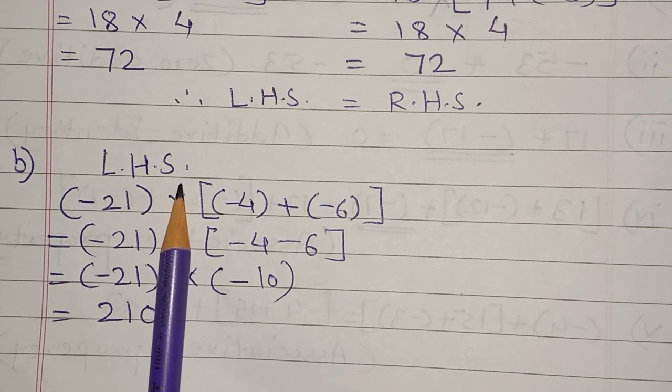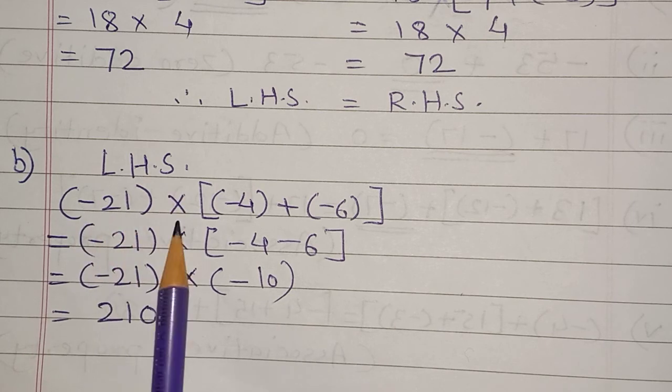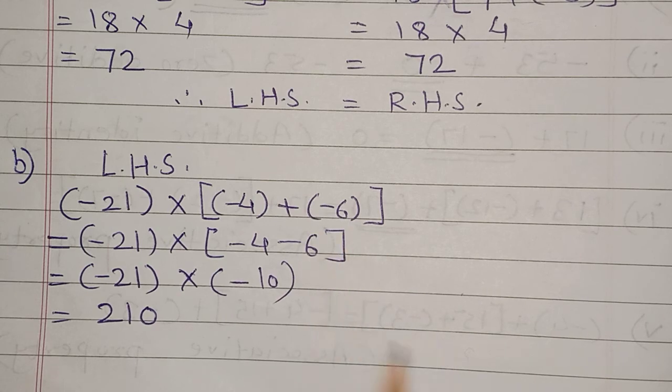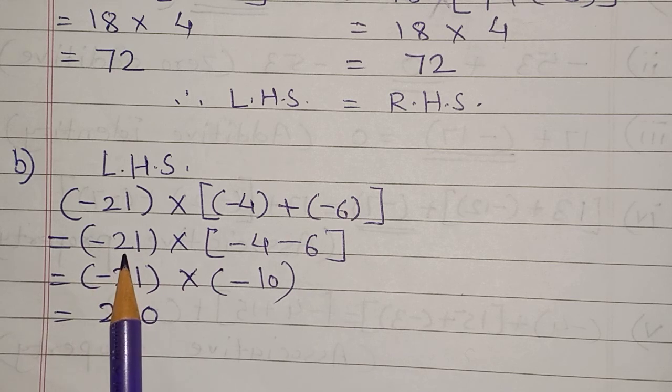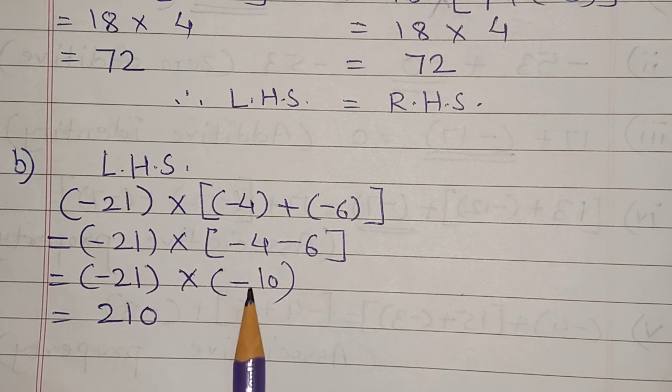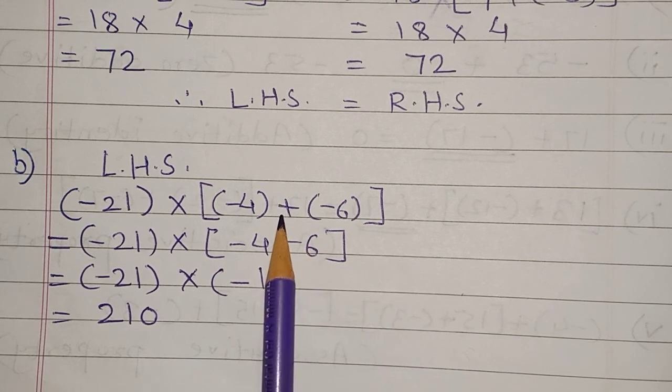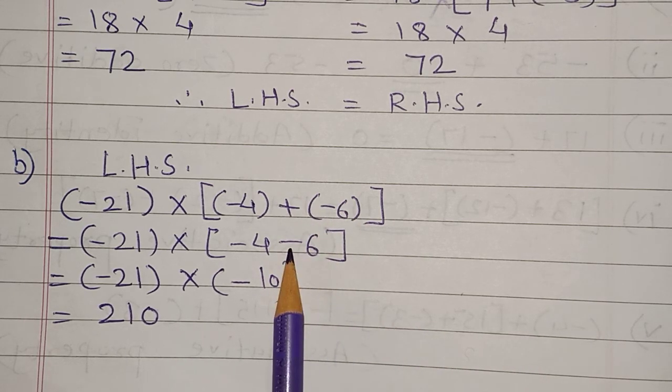Let's solve the left hand side first. It is minus 21 into bracket minus 4 plus minus 6. Now let's solve. Remove these brackets. Minus 21 I will write as it is, into bracket minus 4 minus 6, because plus into minus gives minus.